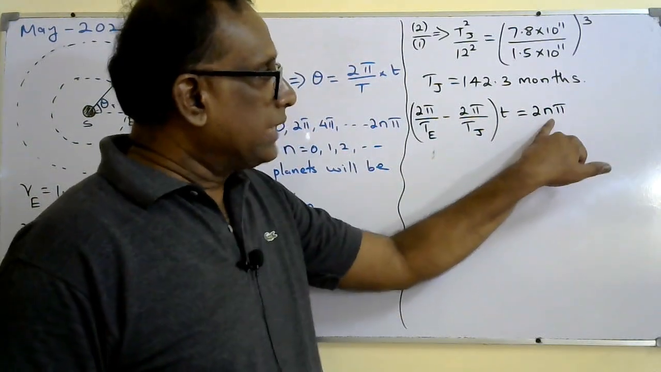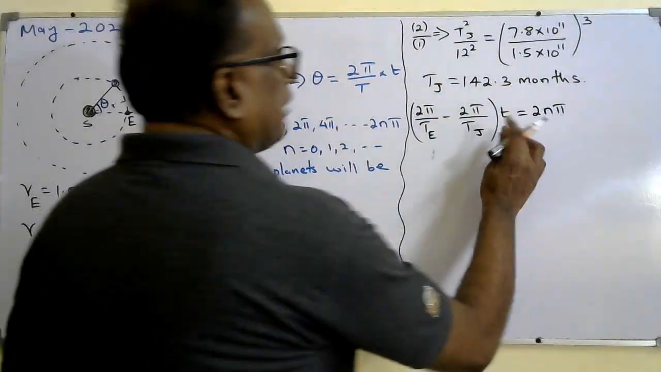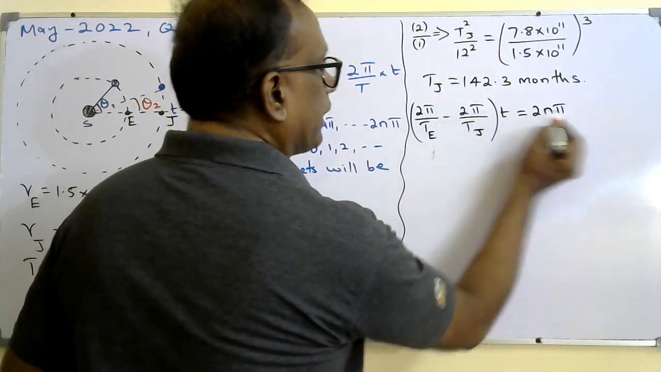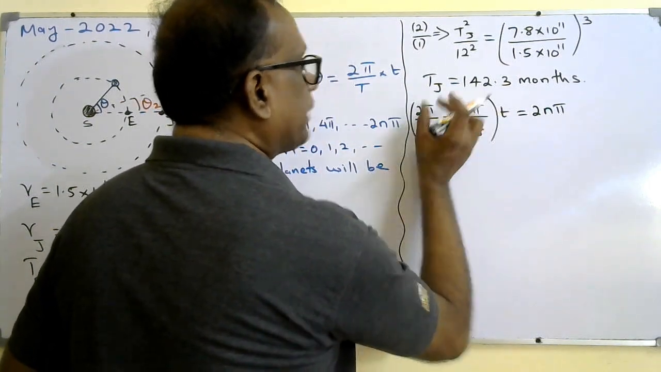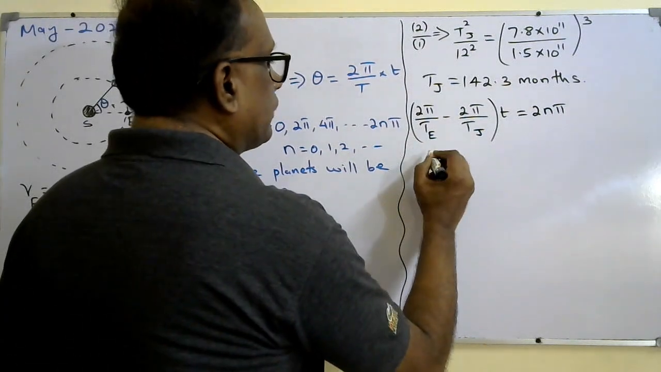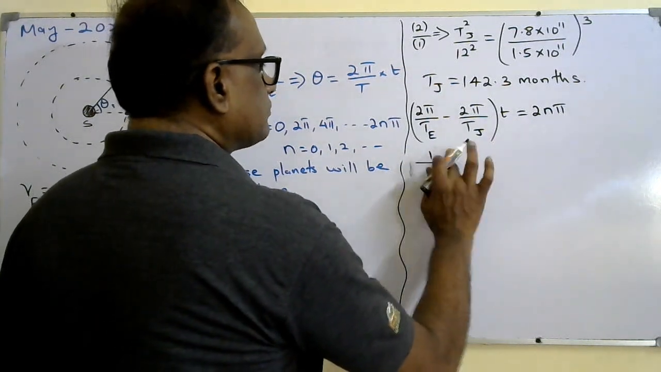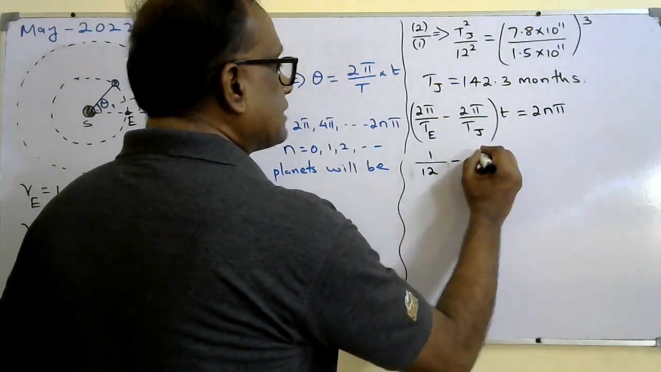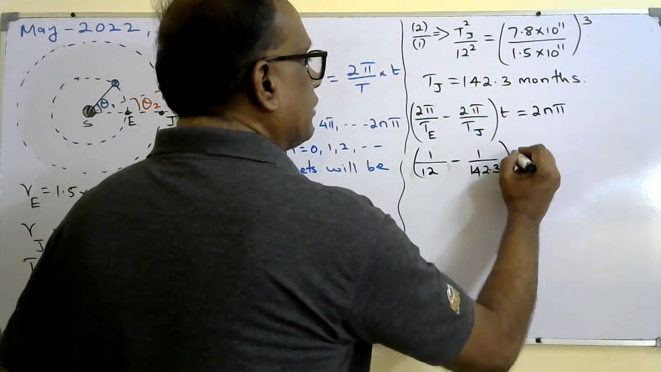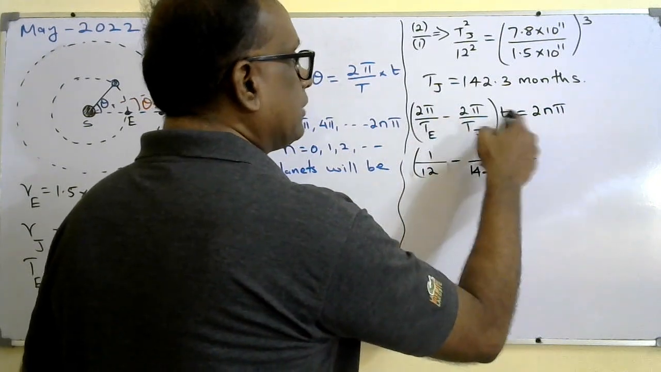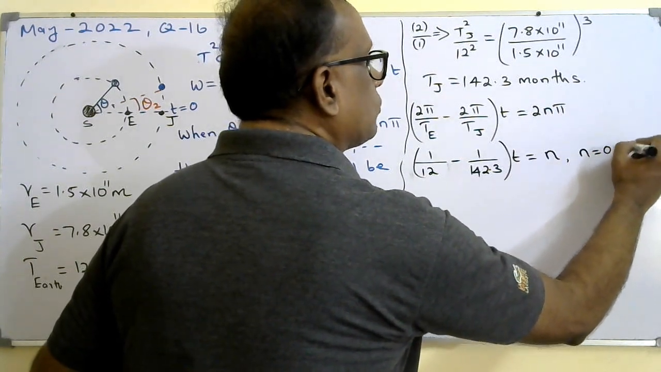Okay, 2n pi. We'll substitute and find t. The 2 pi on both sides will get cancelled. So 1 over T Earth, the time period of Earth in months, is 12. 1 over 12 minus 1 over 142.3, into t, is equal to n, where n equals 0, 1, 2, 3, an integer.